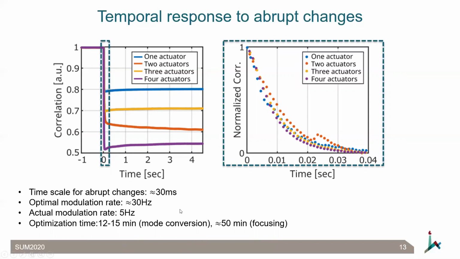In practice, we use a far lower rate, something like 5 hertz. And this is because of electronic latency. The electronic circuits we use were not optimized at all, and we believe it is possible to achieve a 30 hertz modulation rate.